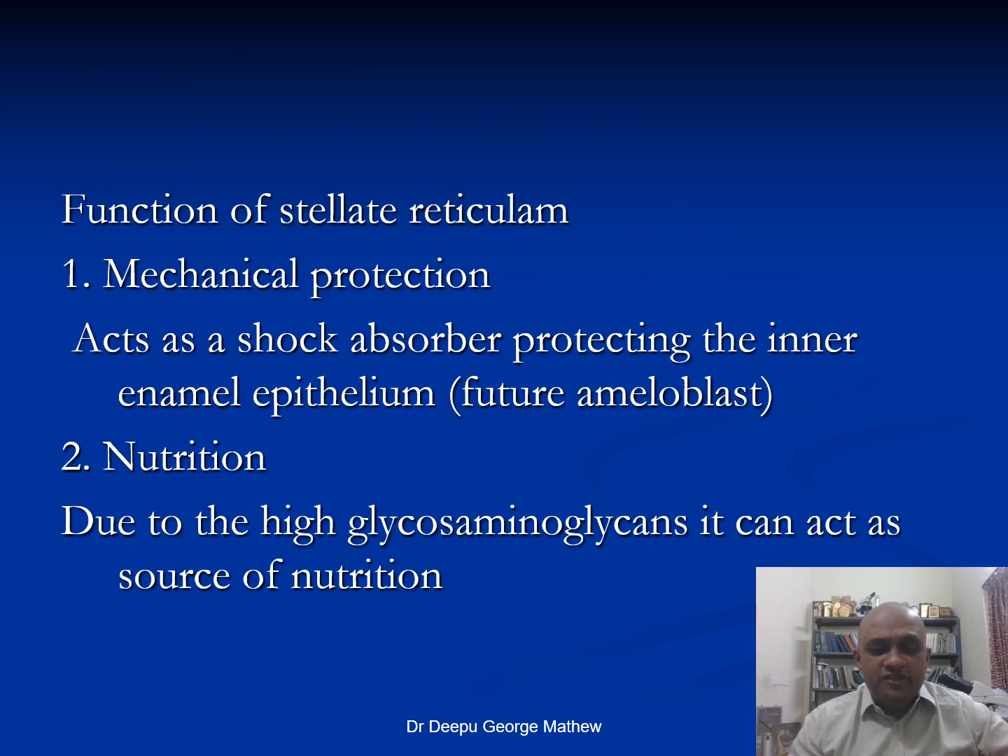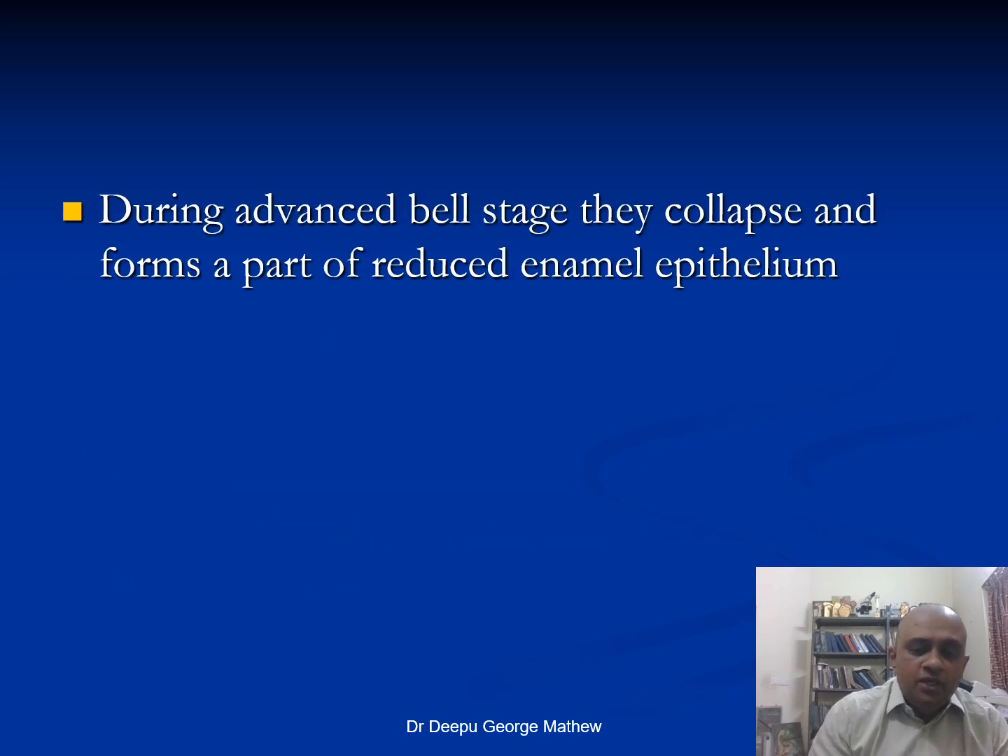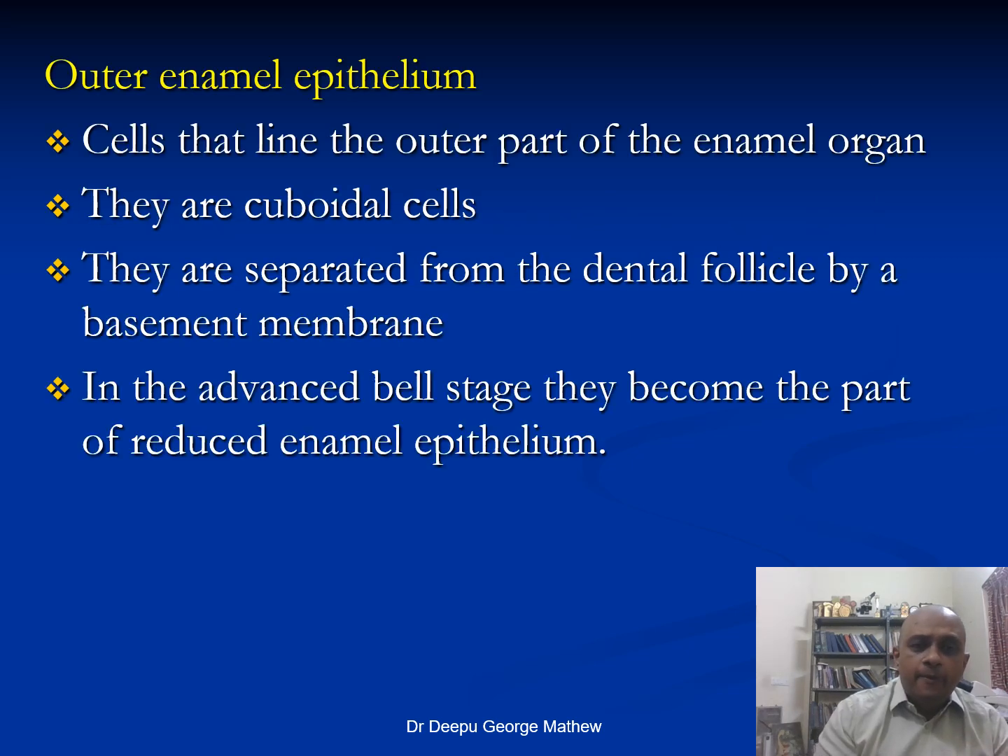What is the function of the stellar reticulum? One is mechanical protection. The main one is mechanical protection because it acts as a shock absorber, protecting the inner enamel epithelium and the future ameloblast. And maybe it can also contribute a bit to nutrition. So during advanced bell stage, this stellar reticulum will collapse and will become a part of the reduced enamel epithelium. We will come to that in detail in the future slides.